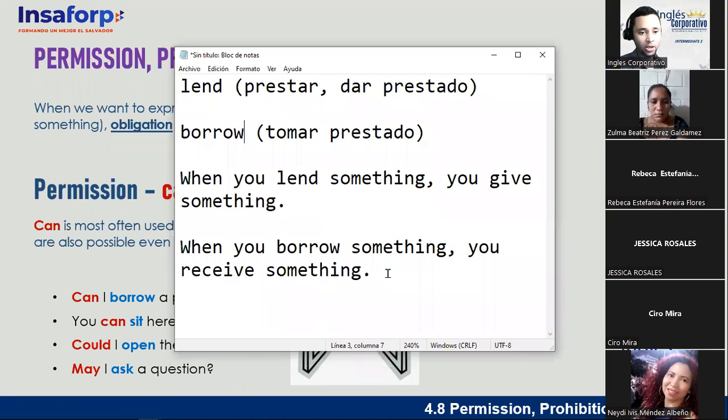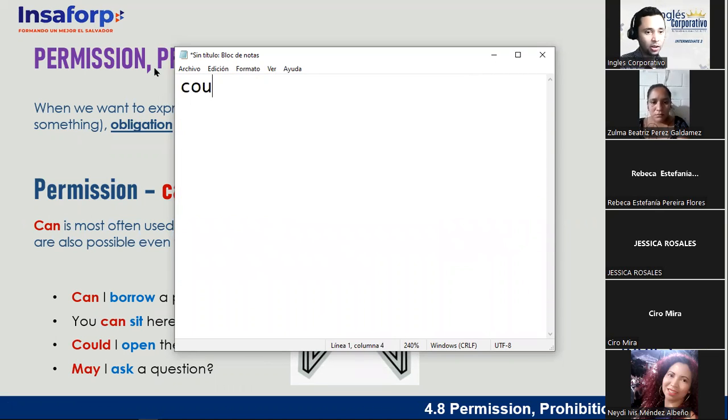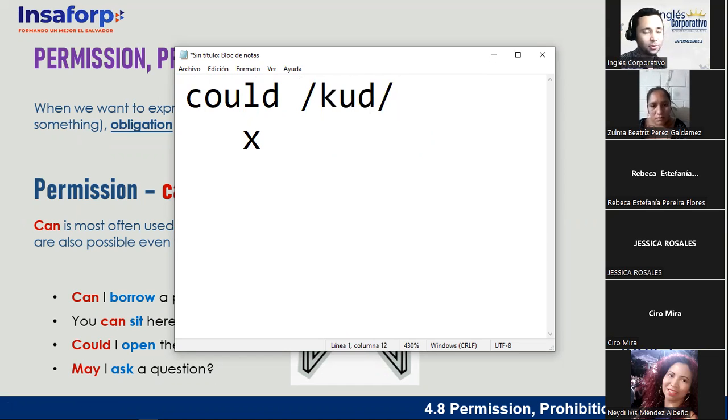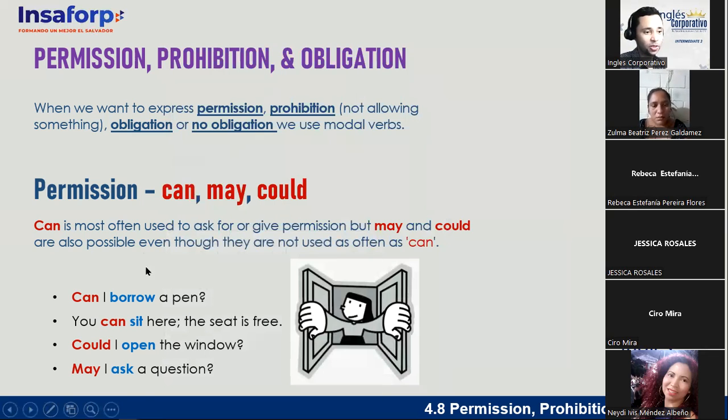Some pronunciation, everybody, take a look. Could. The L in could is silent, okay? So we don't say could with the L, we say could, just like that. So it's kind of pronounced like this, could, okay? That's the pronunciation, could. So, thank you, Jessica.